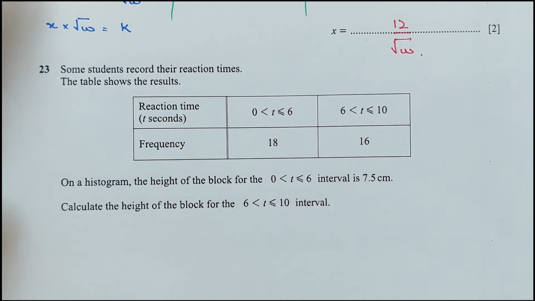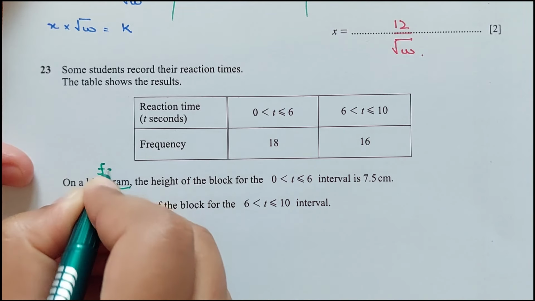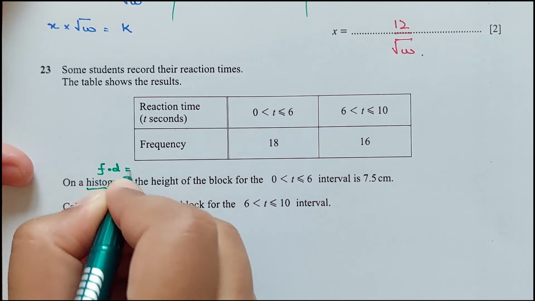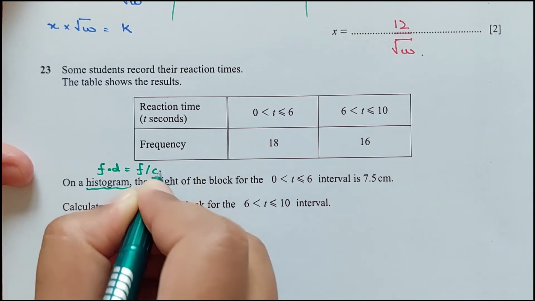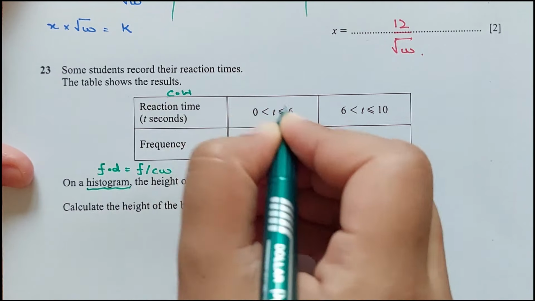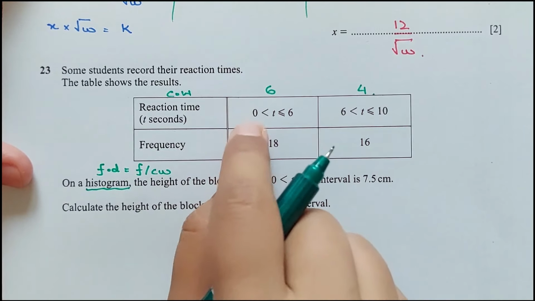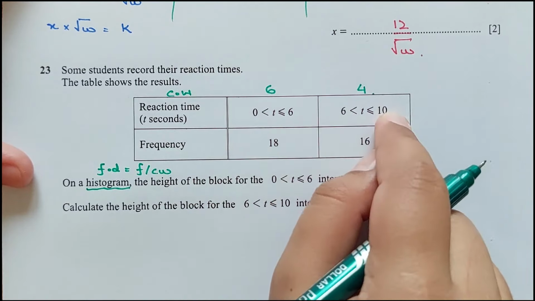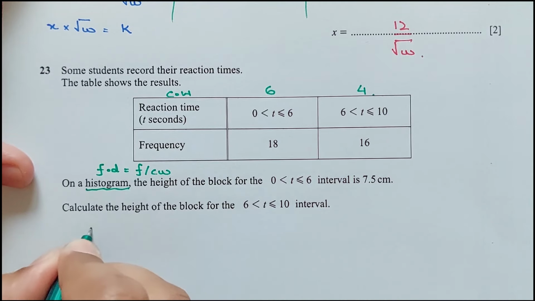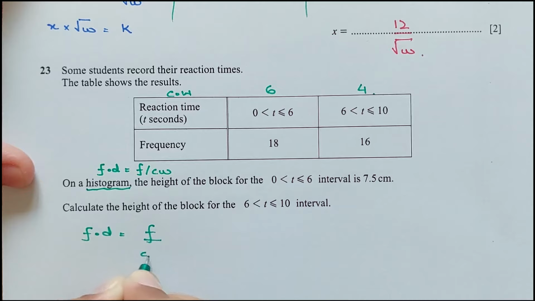So for a histogram, we need the frequency densities. We know that the formula of frequency density is frequency over the class width. The class width of the interval 0 to 6 is 6, and from 6 to 10 the class width is 4, the difference between the values. Let me find the frequency density first, which is frequency divided by the class width.